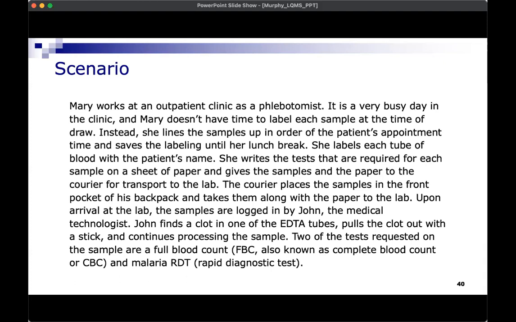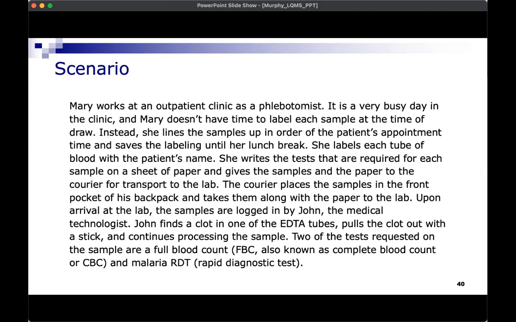So the courier places the samples in the front of his backpack and takes them to the lab with the paper. So here, what we're trying to get at is that's really not a safe way of transporting samples for a number of reasons. Depending on how the courier is getting to the lab, whether it's on a motorbike or a car, if it's on a motorbike, there can be a lot of jostling. And so the integrity of the sample is really going to be compromised there.